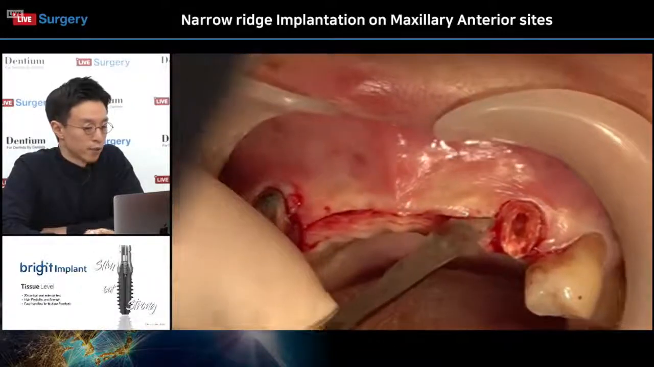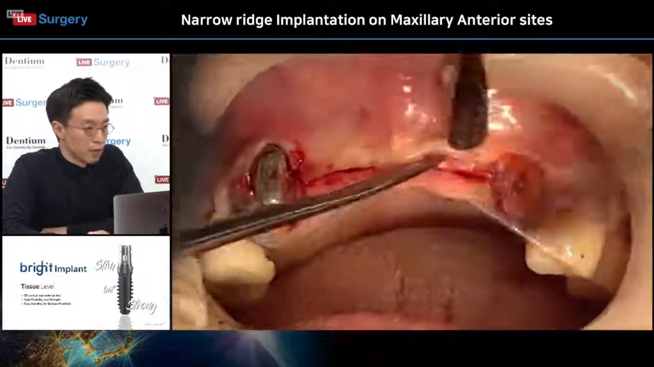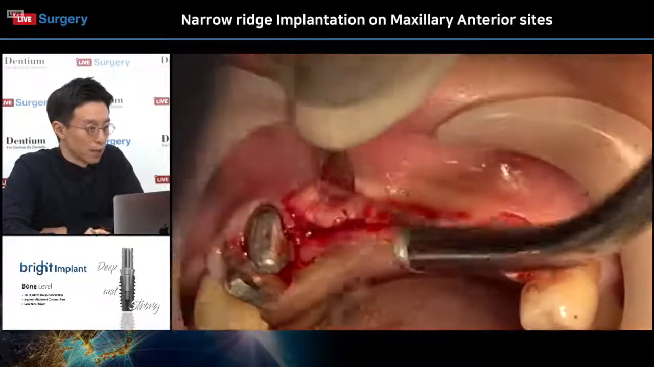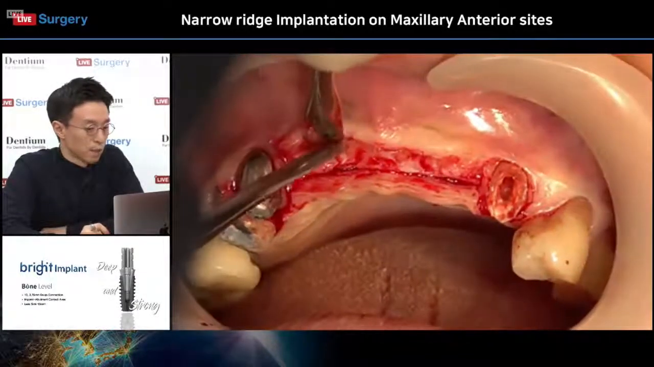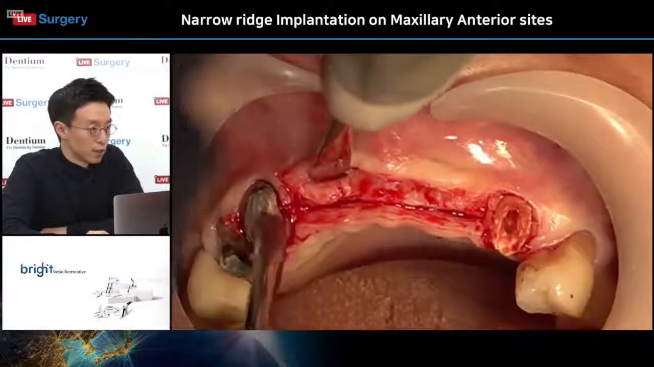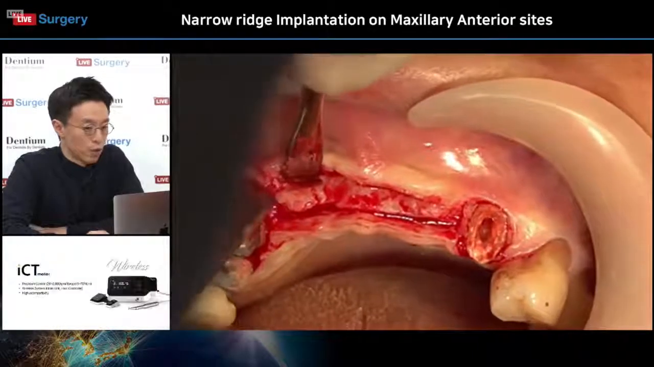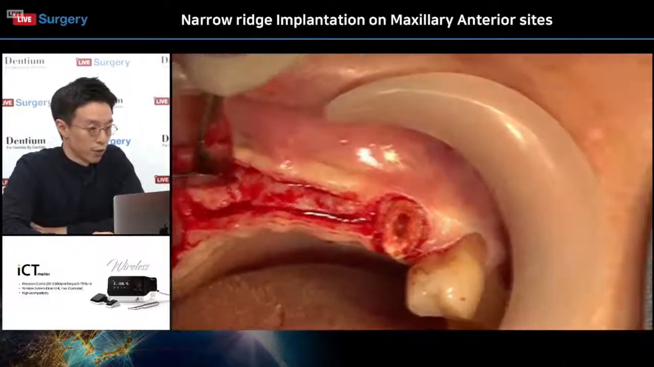Especially, there is always granulation tissue around an incompletely healed extraction socket. We should remove the granulation tissue with a bur or periodontal thread.